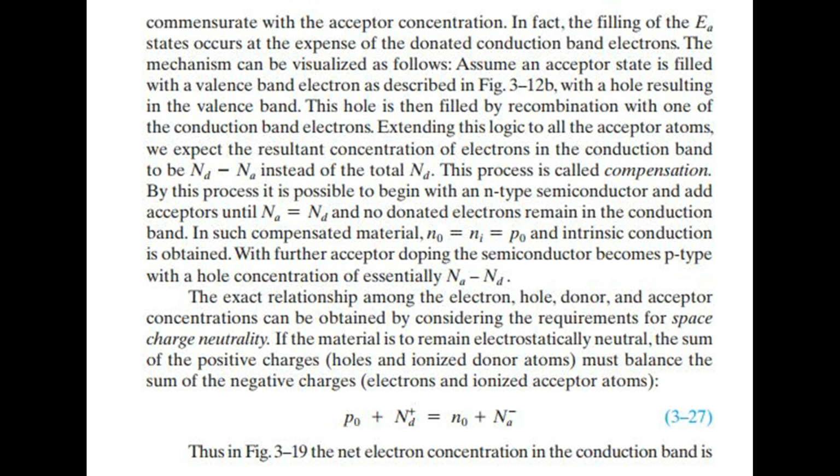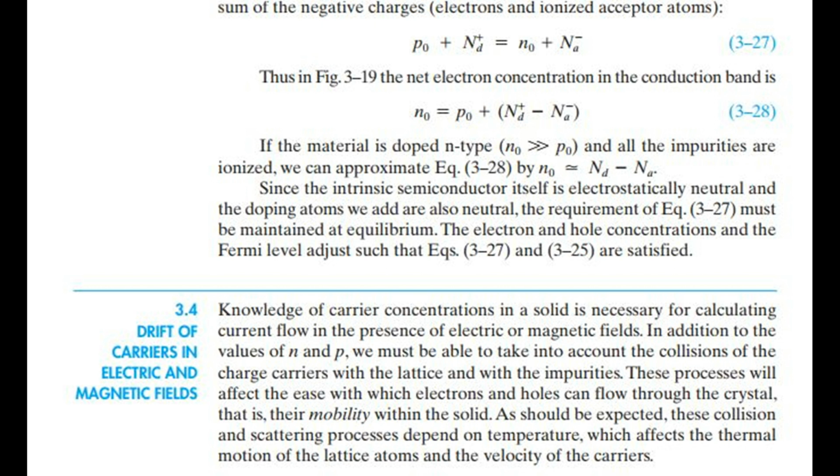If the material is doped N-type and all the impurities are ionized, we can approximate Eq 3-28 by n0 ≈ Nd - Na. Since the intrinsic semiconductor itself is electrostatically neutral and the doping atoms we add are also neutral, the requirement of Eq 3-27 must be maintained at equilibrium. The electron and hole concentrations and the Fermi level adjust such that Eqs 3-27 and 3-25 are satisfied.